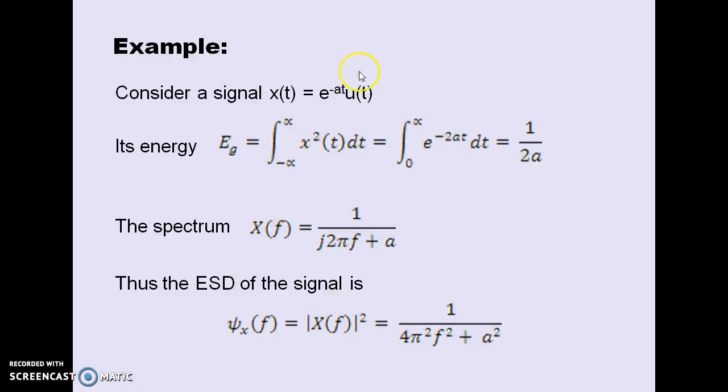So it's a very simple example of how we can calculate the signal energy and the energy spectral density for any signal x(t). So this is the end of the class.